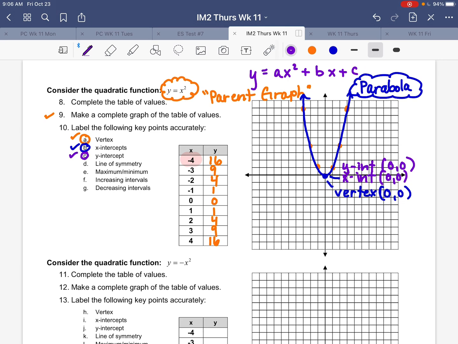The line of symmetry is that imaginary line that you can draw through a figure that cuts the shape into two symmetrical parts. So you can see if I draw a line on the y-axis, the line of symmetry is actually the y-axis, but we write it as a vertical line, which is x equals 0. This is our line of symmetry.